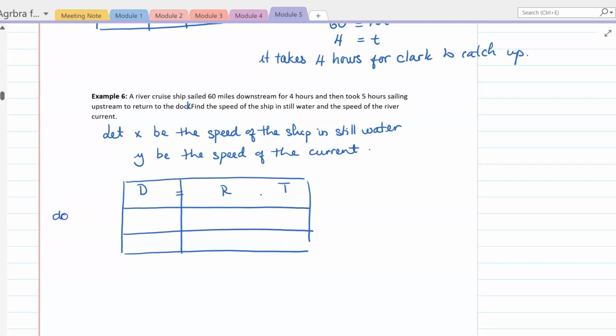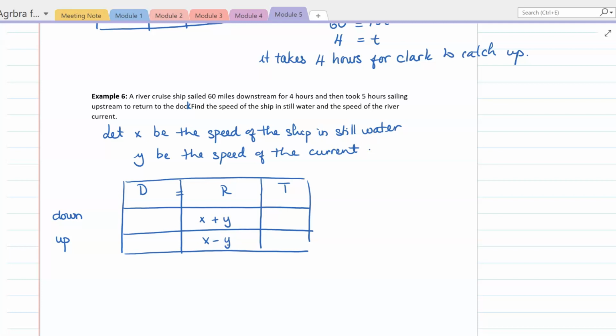And we get going downstream and going up. Okay. So when we go downstream, we go with the current, which means we are going faster. So it is the speed of the boat plus the speed of the current. When we go back up, we go slower. So the speed of the boat minus the speed of the current.